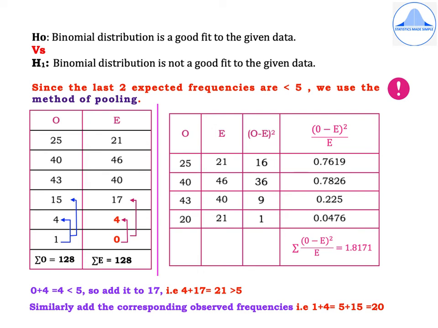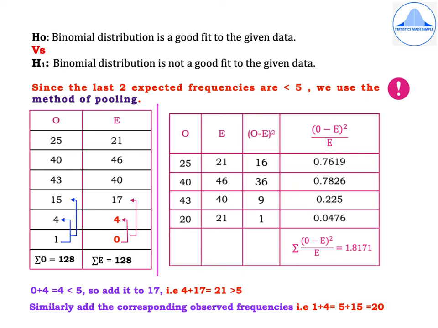Now observe that the last two expected frequencies, that is 0 and 4, are less than 5. So we have to make use of the method of pooling. First let us add 0 and 4, which are highlighted in red color. When we add 0 and 4, we get the total as 4. Now 4 is again a value which is less than 5, so 4 should be added to 17 and we get the corresponding expected frequency as 21, which is a value greater than 5.